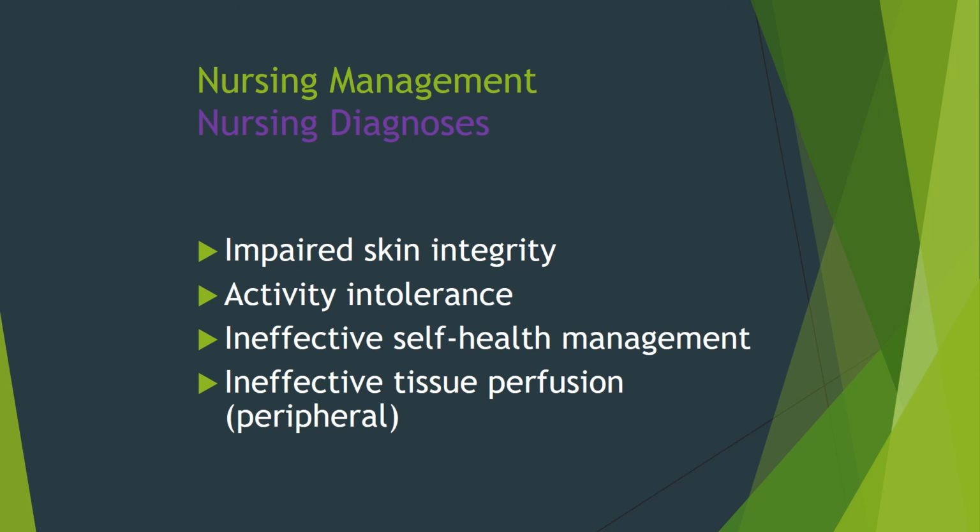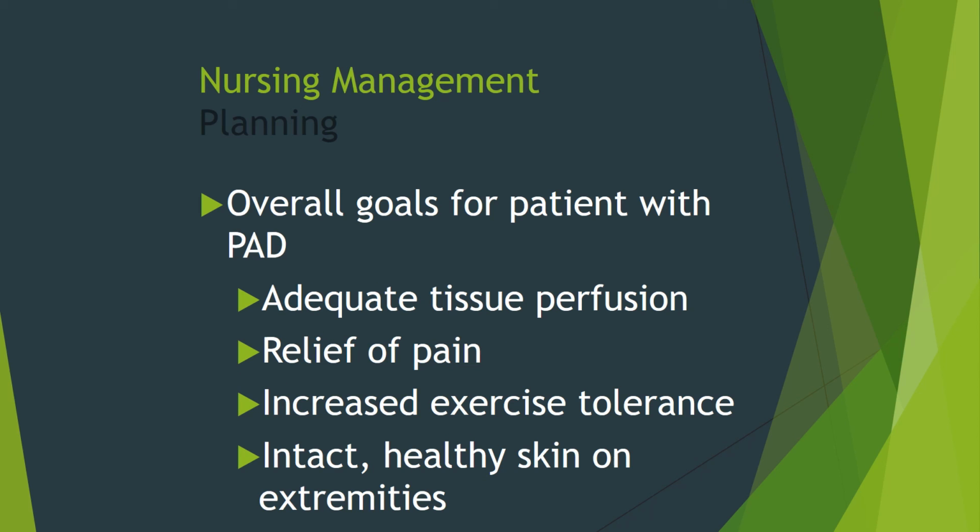Ineffective self-health management for all of his risk factors. And of course, ineffective tissue perfusion. That's his main problem. That's what's got him into trouble. The goals for someone who has PAD, of course, we want them to have adequate tissue perfusion. We want to relieve their pain. We want to increase their exercise tolerance. And we want their skin on their lower extremities to be intact and healthy.